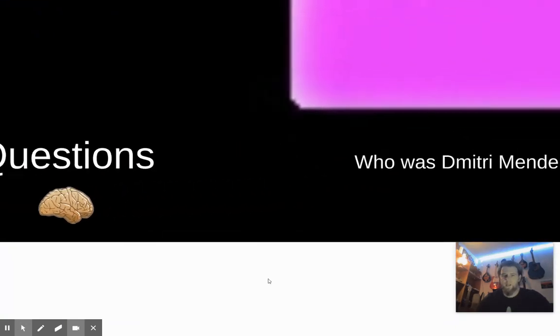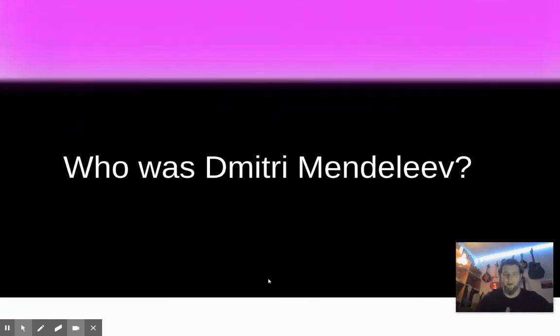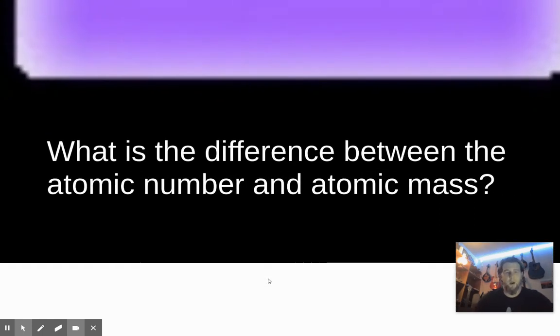So a couple of questions for us to keep in mind. Who was Dmitri Mendeleev? Hopefully you can answer that now. You will have questions on that in your CK-12. Another thing to consider: what is the difference between the atomic number and the atomic mass? Bare bones, the basic answer would be the atomic number is the number of protons in the nucleus. Atomic mass is protons and neutrons in the nucleus. Boom, done. So these are things to keep in mind, especially as you're going through your CK-12 work.